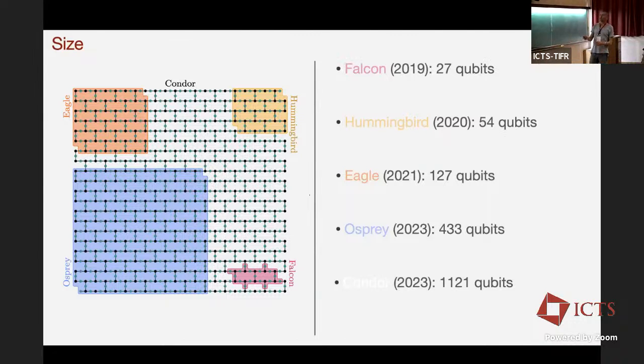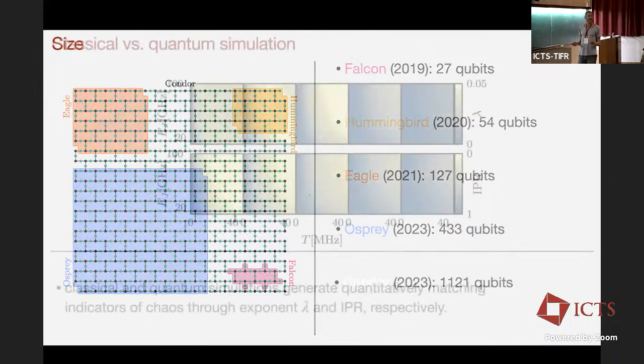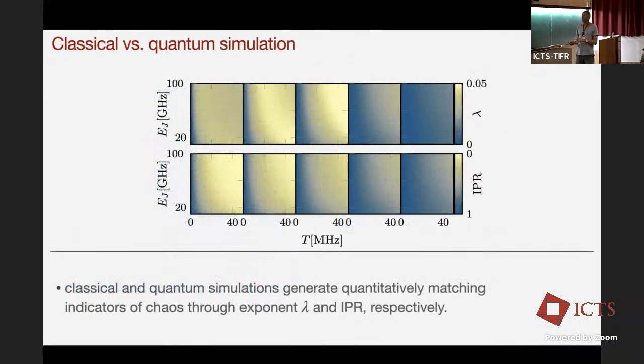Condor will be here, the whole thing, so much larger. And the question is how to deal with that. How can we say anything about large systems? Does it get worse or better? And the way to go is the following, or that's at least what we could come up with.